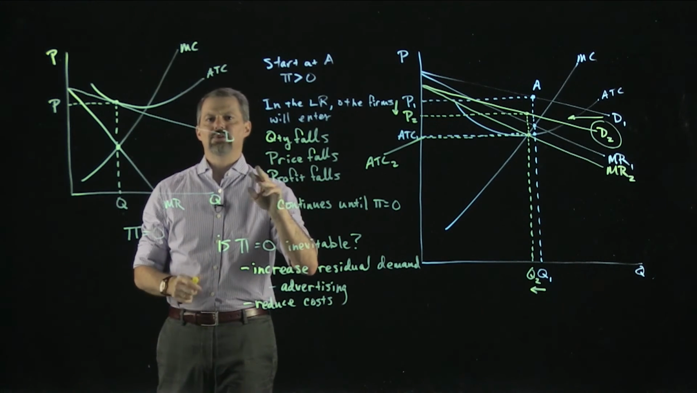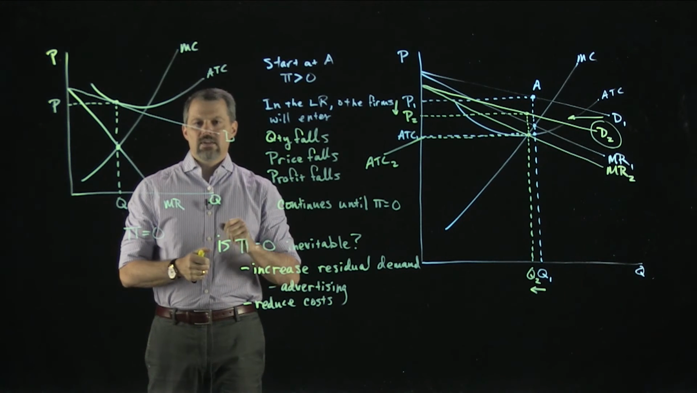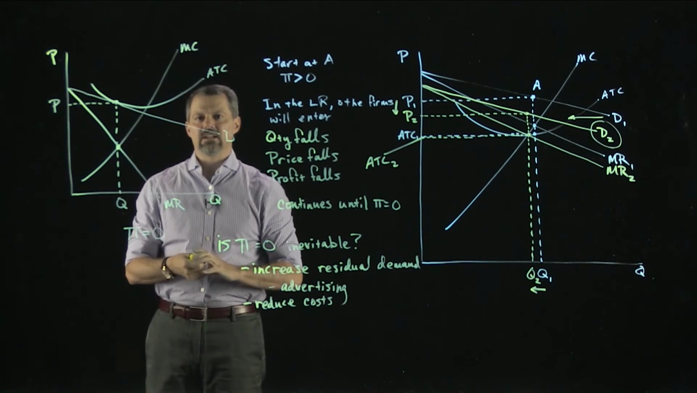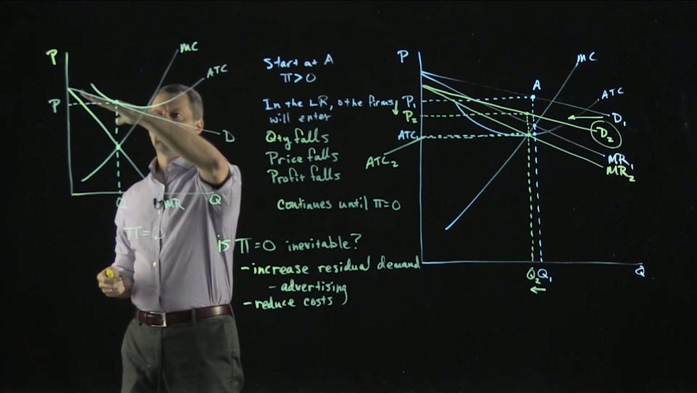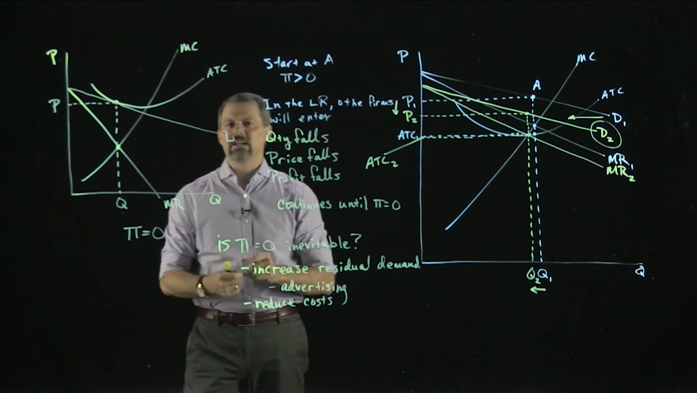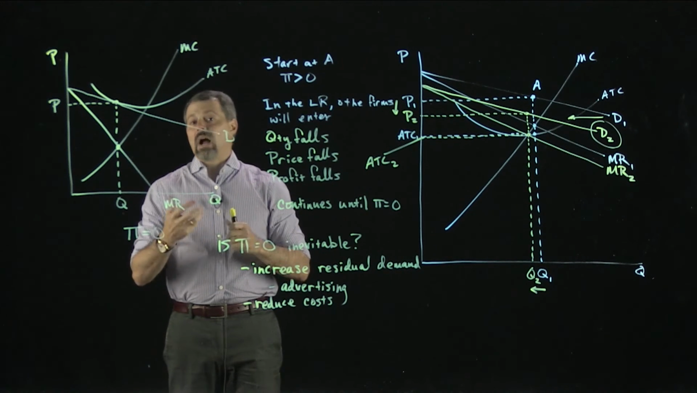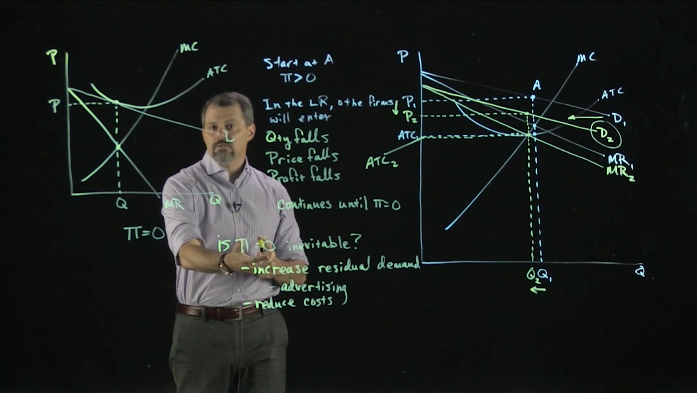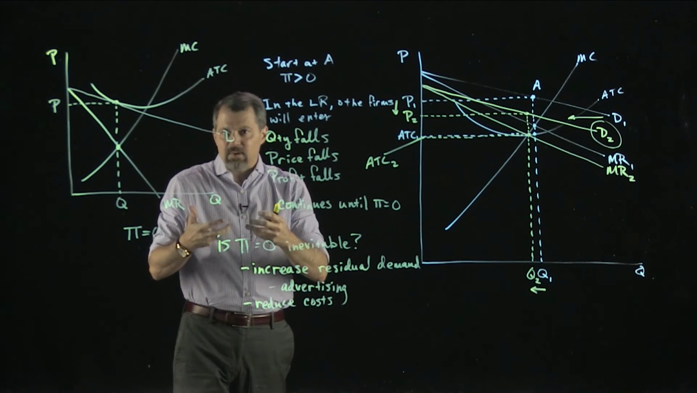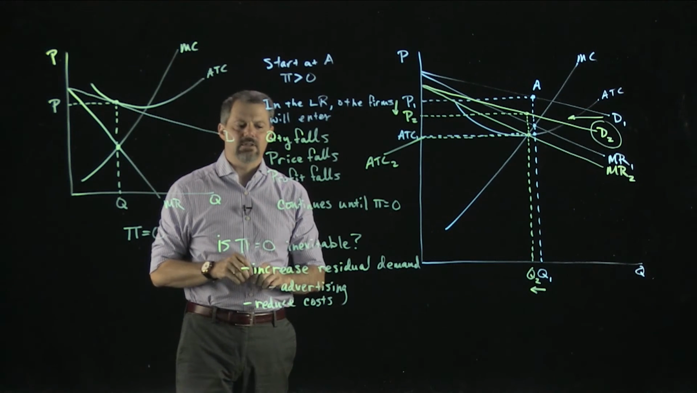So those are the two things that the firm can change that could possibly cause its profit to go from zero to positive again. If they can shift the residual demand curve to the right or reduce average total cost, or some combination of the two. The problem is that in the long run, entry will take place. If profit becomes positive again, entry will take place and will drive it back to zero.